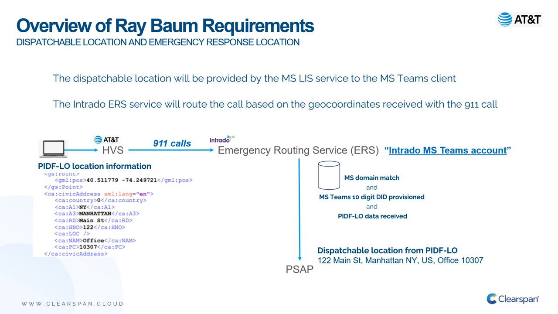When the Intrado ERS receives a Microsoft Teams 911 call, it selects the MS Teams deployment account using the domain that was included in the call and then checks the account for the 10-digit telephone number of the caller. If the 10-digit telephone number is found in the account, Intrado ERS will route the call to the correct 911 call center based on the geo coordinates that are also provided with the call. In addition, the Intrado ERS will send the dispatchable location information that was provided with the call to the 911 call center.